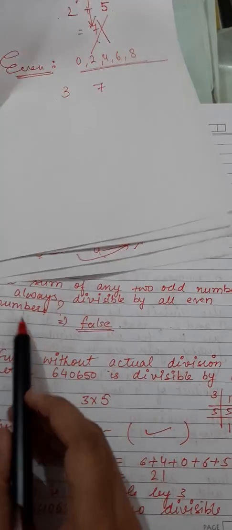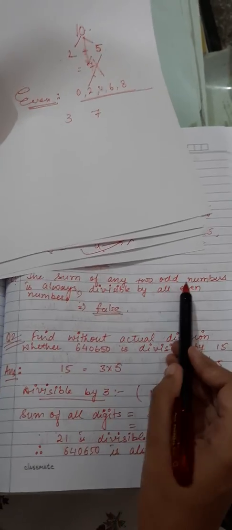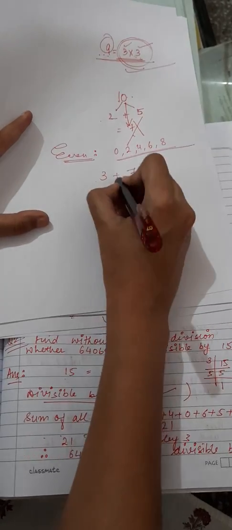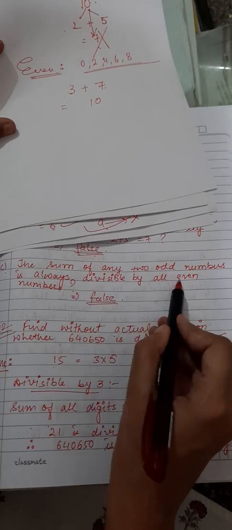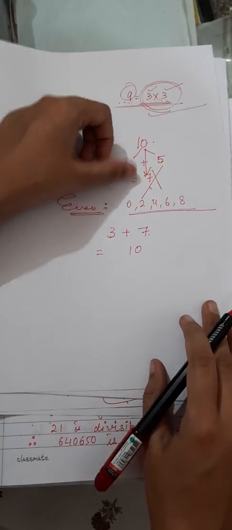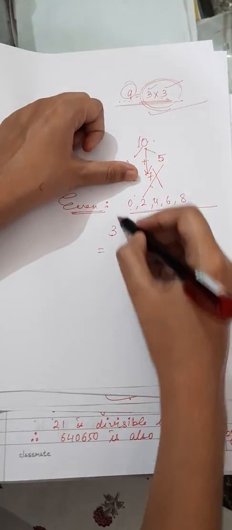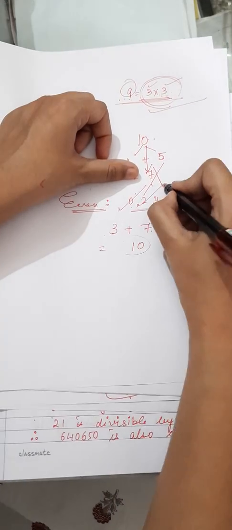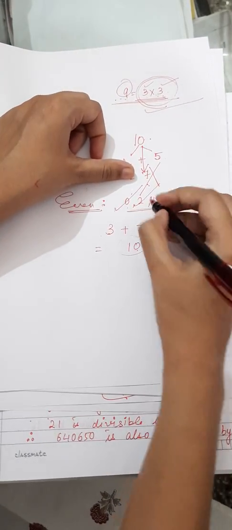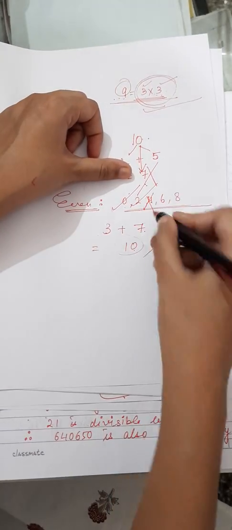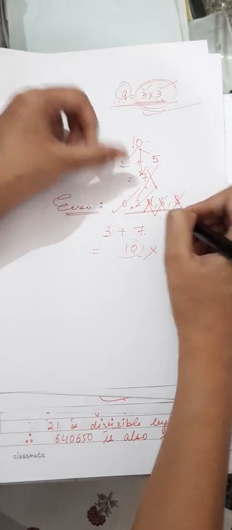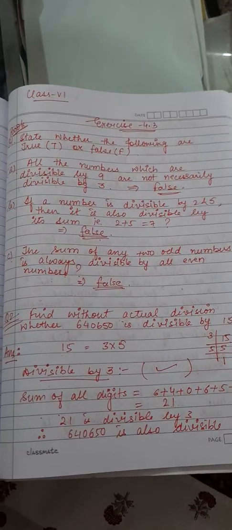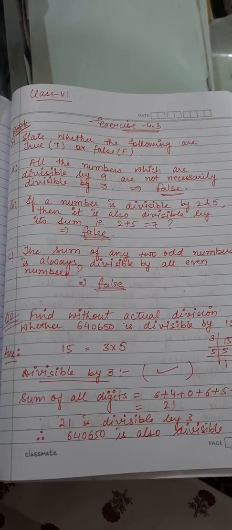Now the sum of any two odd numbers. Let us take 3 and 7, any odd numbers, and add these two, which will give 10. Is it always divisible by all the even numbers? Let us see. Yes, 10 is divisible by 2. Is 10 divisible by 4? No, 10 is not going on the table of 4. Is 10 going on the table of 6? No. Is 10 going on the table of 8? No. So that means it is also false.